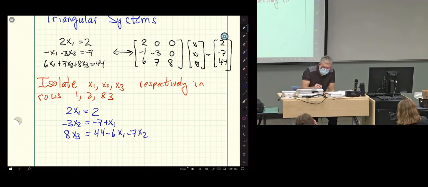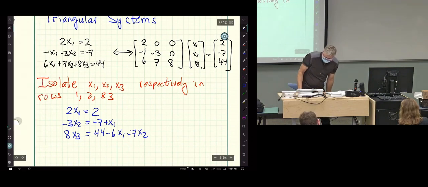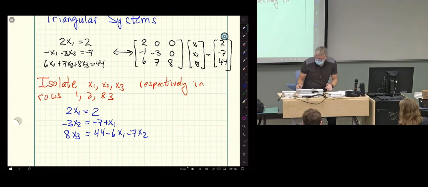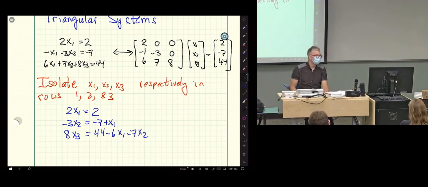Okay, so we have to stop because I've used up my allotted time. And I'll just leave you with the idea that I solve x1, I stick it in here, then I can solve for x2. I stick in x1 and x2, then I can solve for x3, and we could just go forever like that, okay? So that's the beauty of triangular systems.